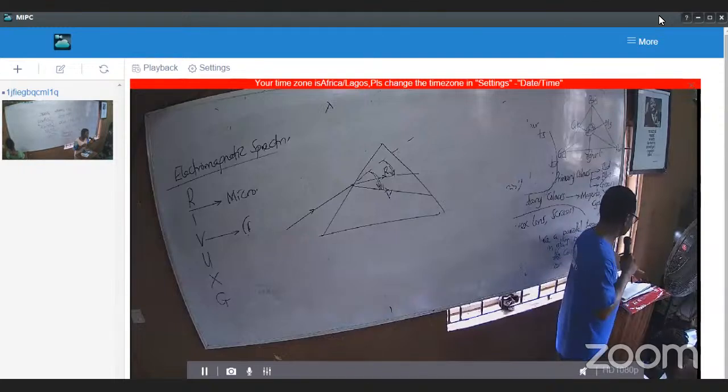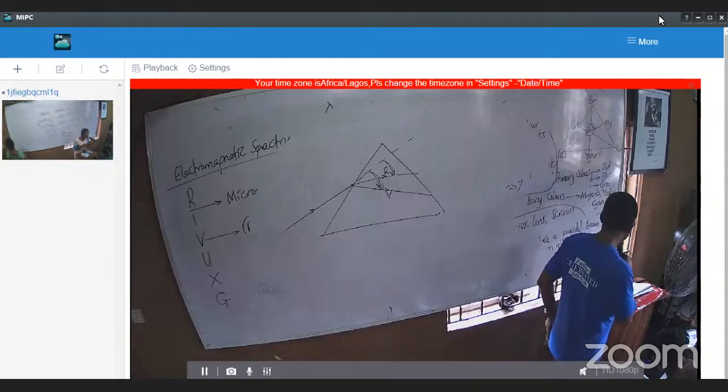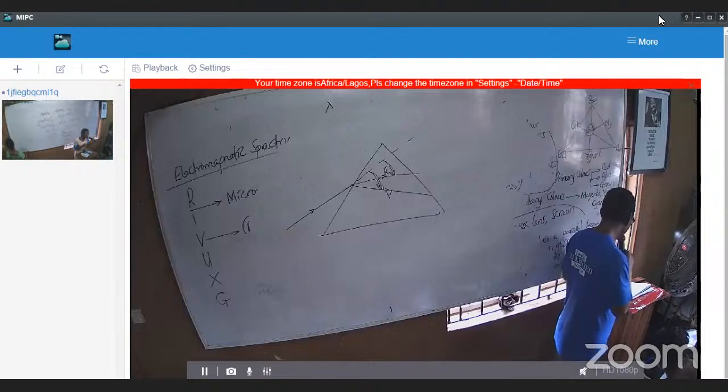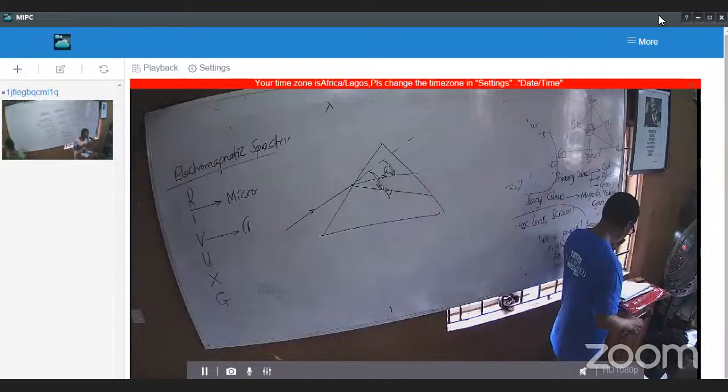Option B, gamma rays. Option C, infrared waves. Option D, ultraviolet rays. Class, what's the answer?